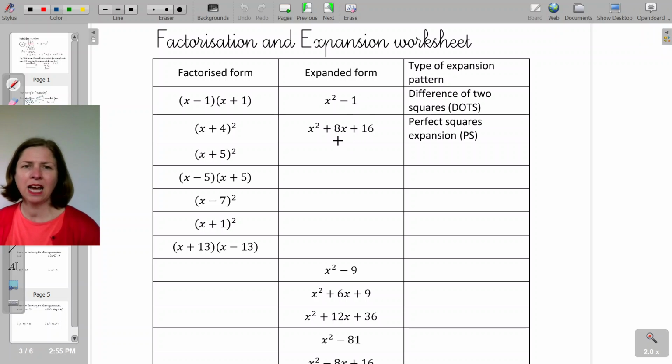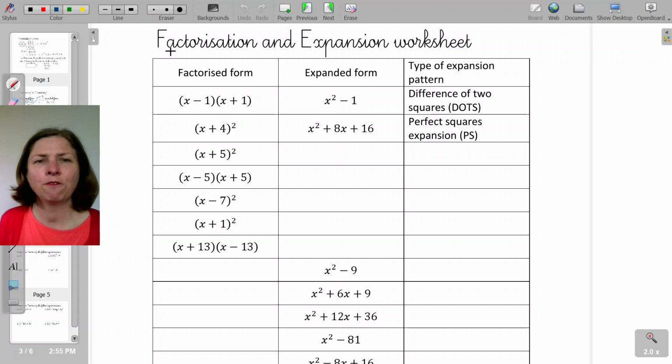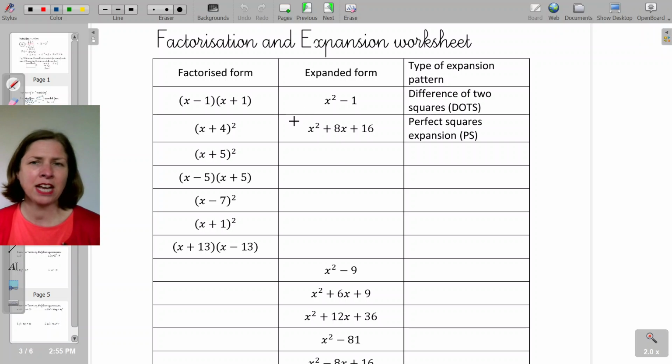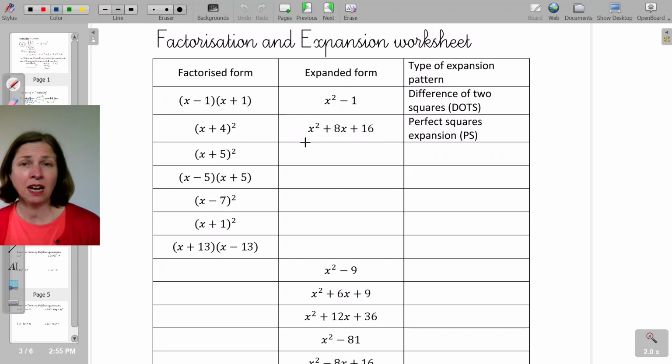Now, if you're in my class, you can go to Compass and find the factorisation and expansion worksheet, and you can open it up and you can write on it or copy it if you want to. Pause it now to go and find it, because I want you to have it in front of you. If you don't, then you'll simply have to copy this down and fill in the gaps. That's exactly what I want you to do: fill in the gaps.